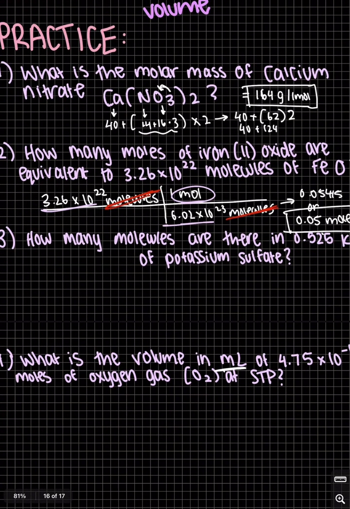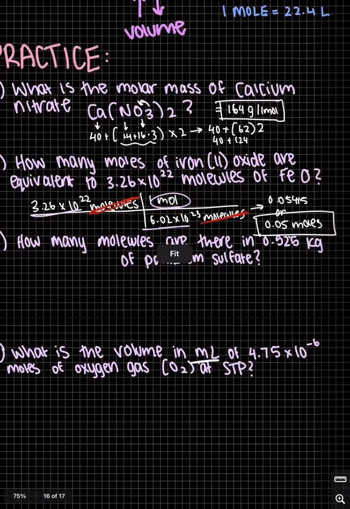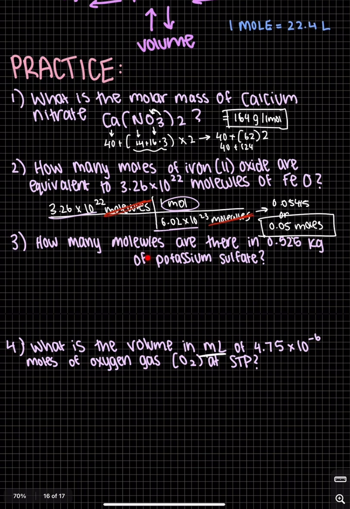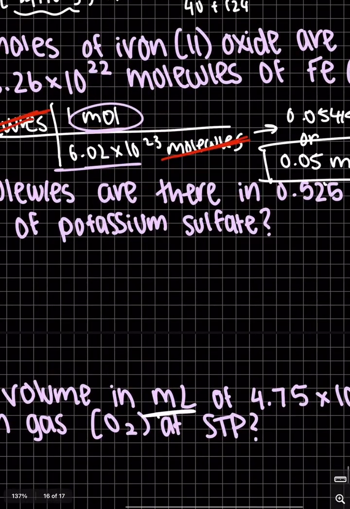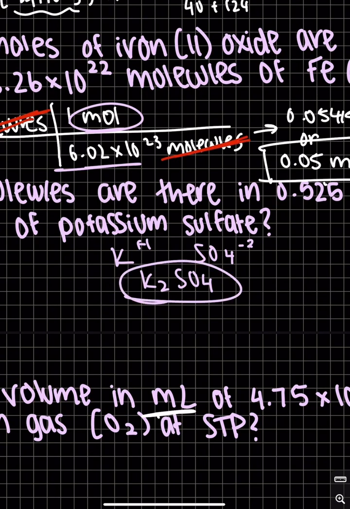Really simple. One that's a little more confusing, with just one extra step, is number 3. It says here, how many molecules are there in 0.525 kilograms of potassium sulfate? Well, first things first, I want to write the chemical formula of potassium sulfate. I know that potassium is K and sulfate is SO4 with a charge of minus 2, and K is plus 1, meaning that it's K2SO4. That's the chemical formula.